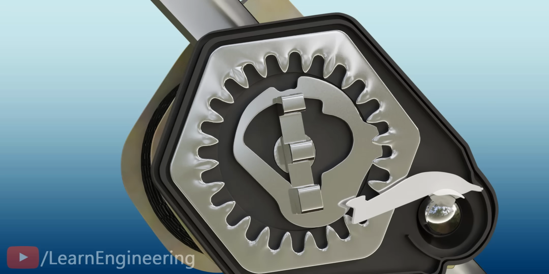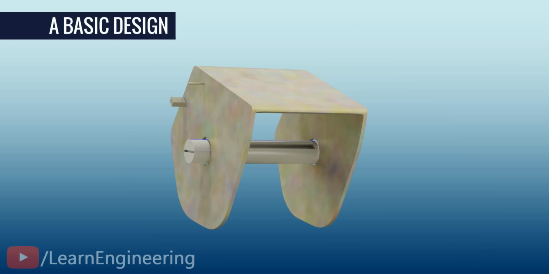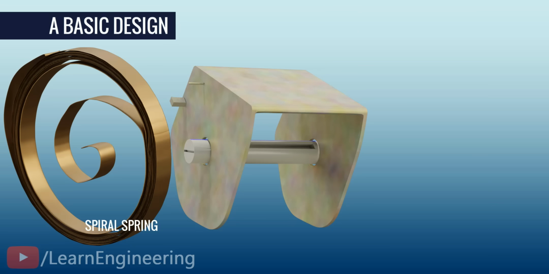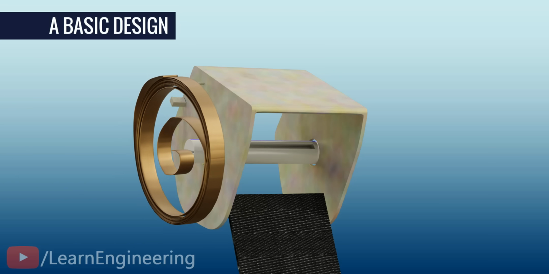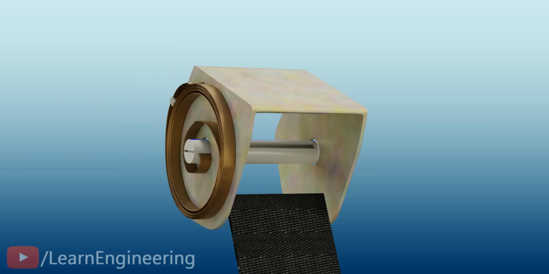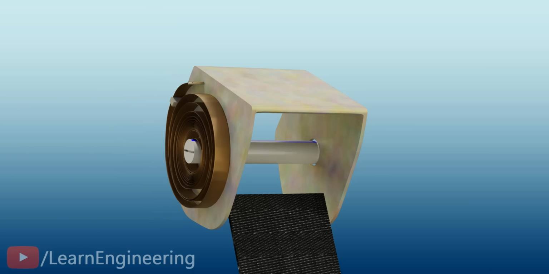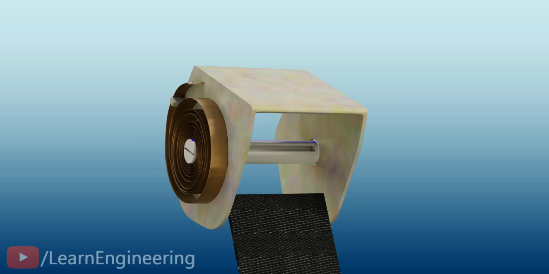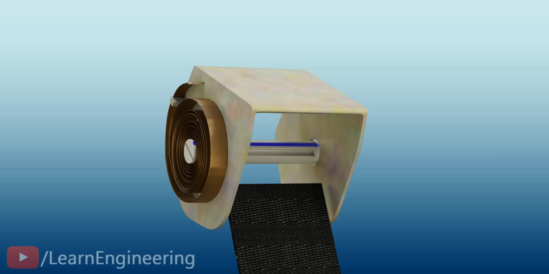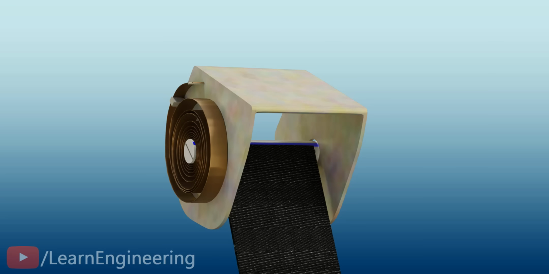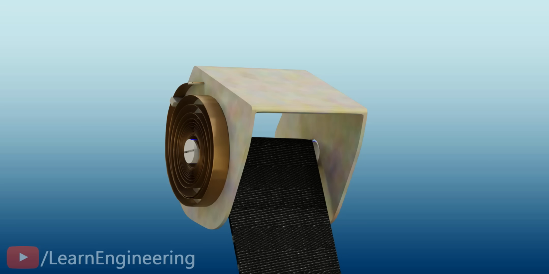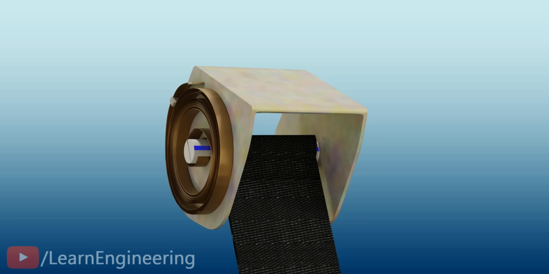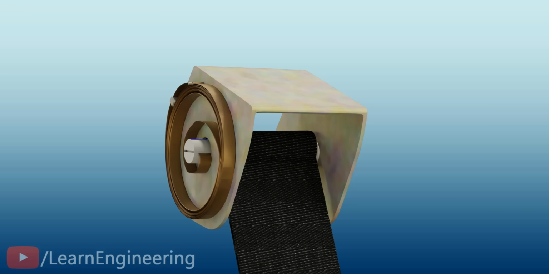Let's start with the simplest form of seatbelt design, a design using a spiral spring and seatbelt webbing. The center of the spiral spring is connected to a freely rotating shaft. You can see how the spring tenses as you rotate the shaft. The webbing is also connected to the shaft. When not in use, the passenger lets the webbing go, and due to the tension of the spring, the webbing will wind automatically. We have just built a basic seatbelt retractor.